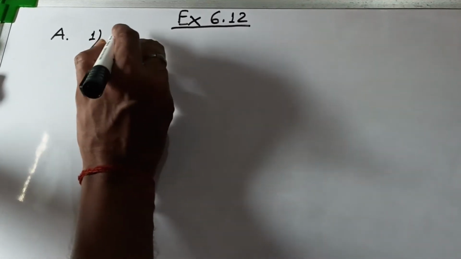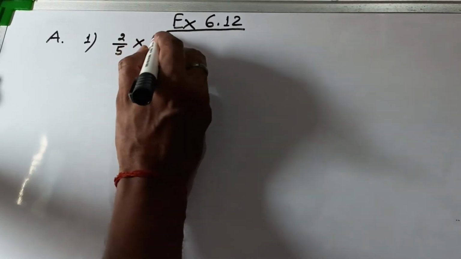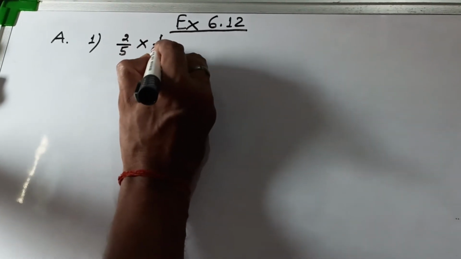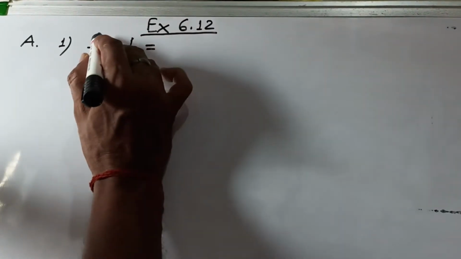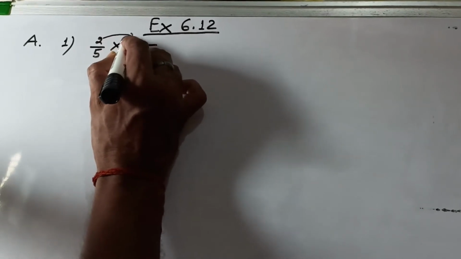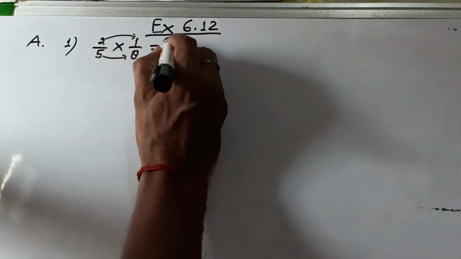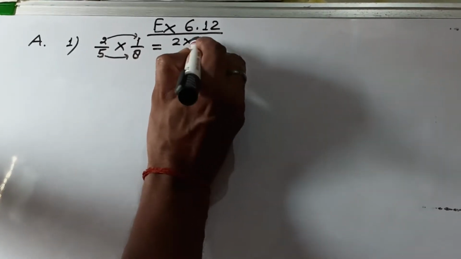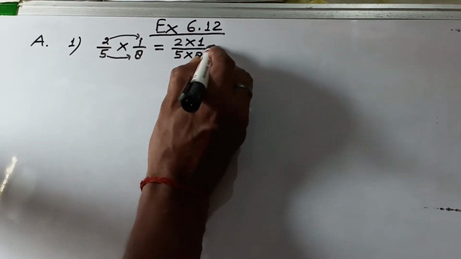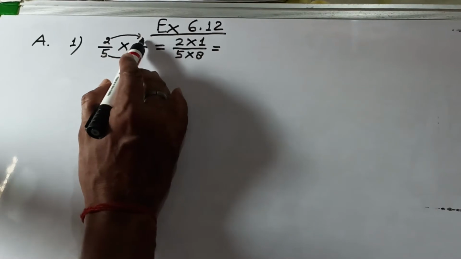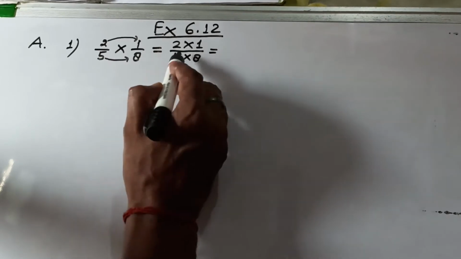In A part, first is 2 by 5 into 1 by 8. So multiply numerator with numerator, denominator with denominator. 2 into 1 upon 5 into 8.